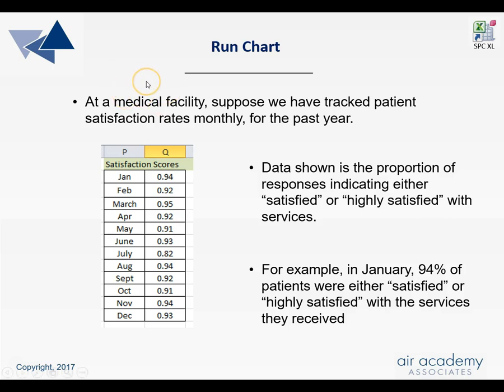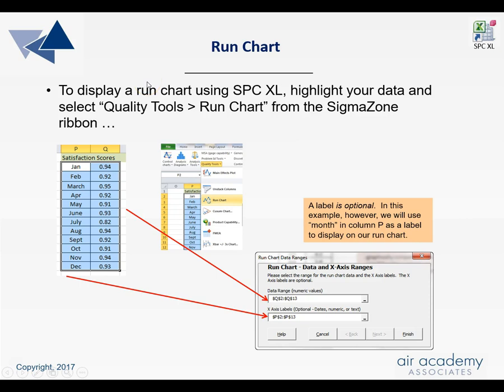So how do we plot this data? Well, we go to SPC Excel. Typically, we highlight the data first, as we've done right over here. There are only 12 data points, one for each month of the year. We select Quality Tools, which is right here on the main menu of SPC Excel, and then we select Run Chart. When you click on Run Chart, it's going to ask you what the data ranges for your data are. If you've already highlighted it, you can go right in and finish and get the chart.